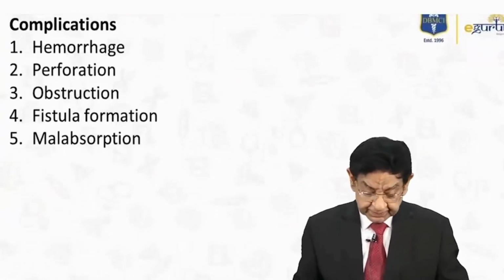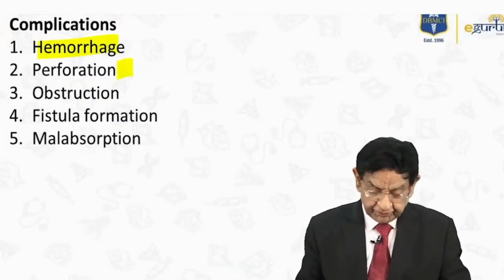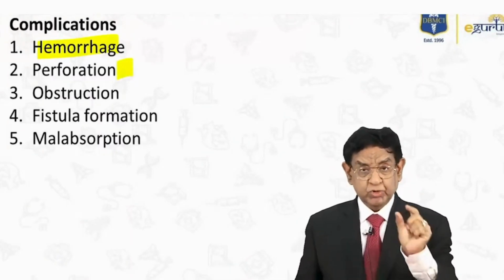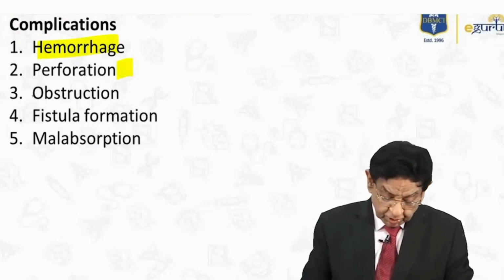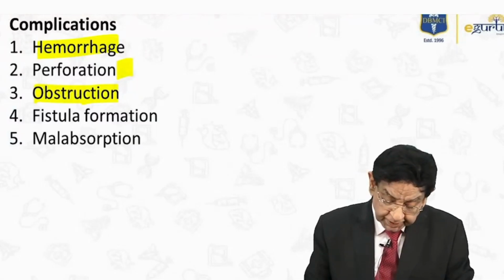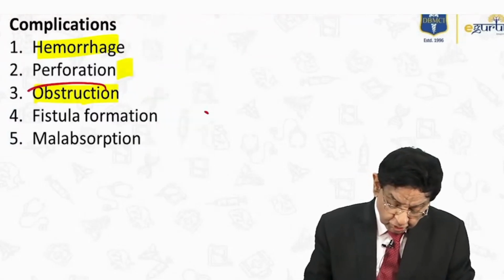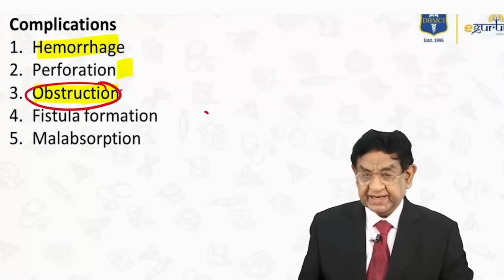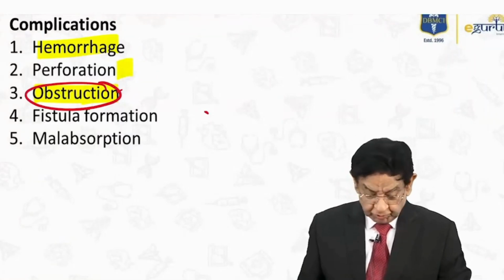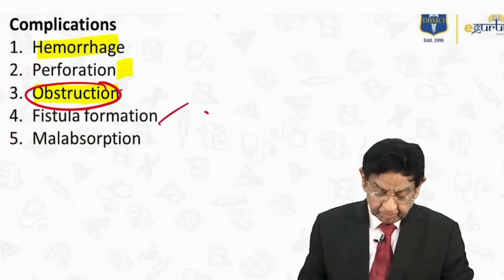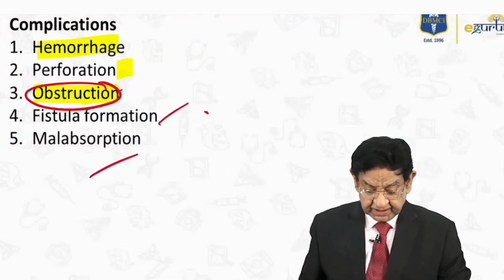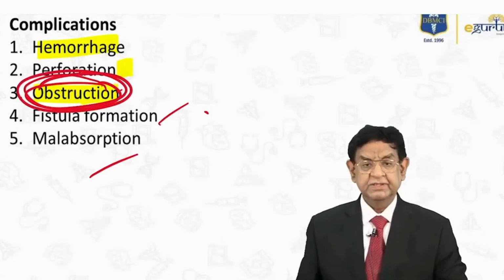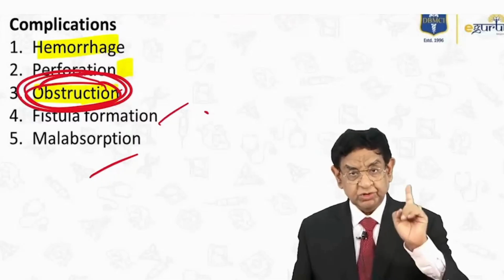Complications: bleeding, perforation can occur but uncommon. More of a hypertrophy occurs. So obstruction is more common. Perforation is more common in typhoid enteric, but here obstruction is more. There may be fistula formation or malabsorption may be there. Out of all these, you forget everything, but don't forget obstruction. That is what you have got to remember.